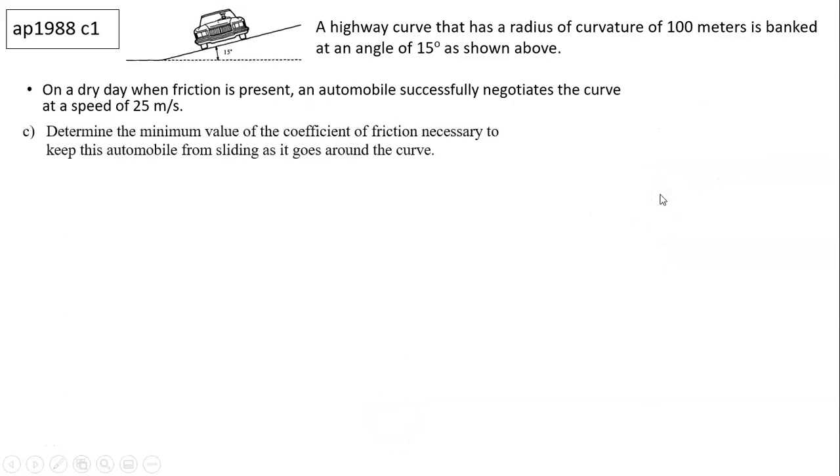Now let's go to the next part. Determine the minimum value of the coefficient of friction necessary to keep this automobile from sliding as it goes around the curve. To find the coefficient of friction, we have mu equals F over N.